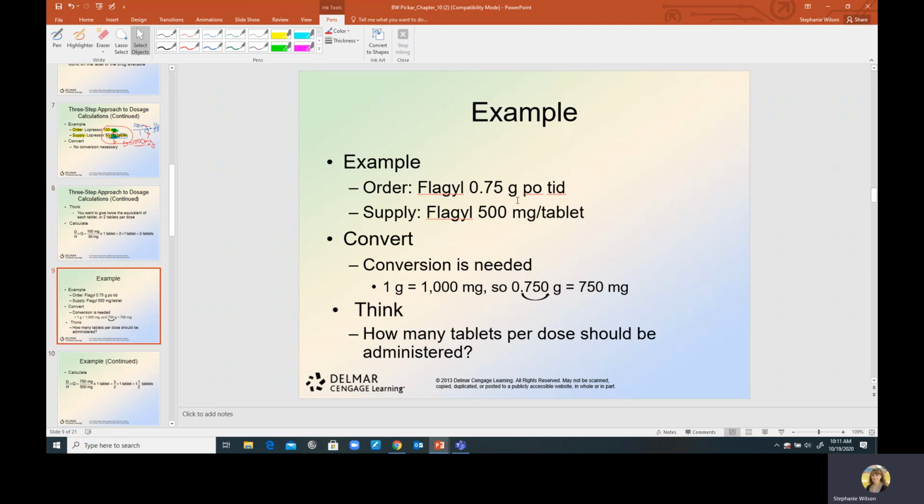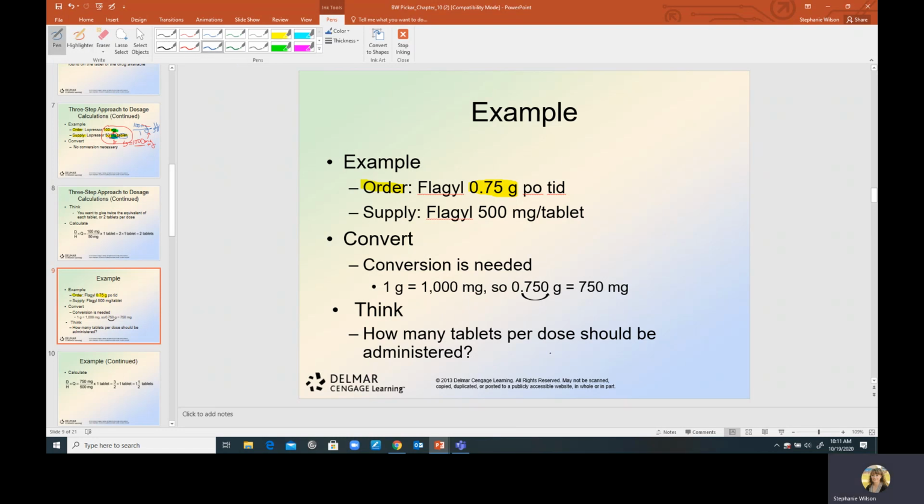Just be careful. So here's a perfect example. I'm going to use this on this next one. So we have an order, and it's 0.75 grams by mouth 3 times a day.